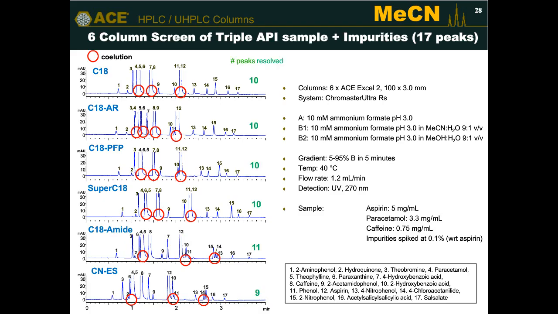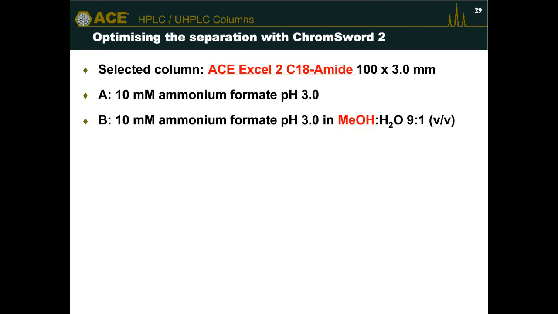And again, we can see the maximum number of peaks resolved is 11 on the C18 amide. So from our flow diagram, we need to choose the best combination of column chemistry and solvent and take this forward into our optimization phase. For this particular example, we use the polar embedded C18 amide column with methanol.